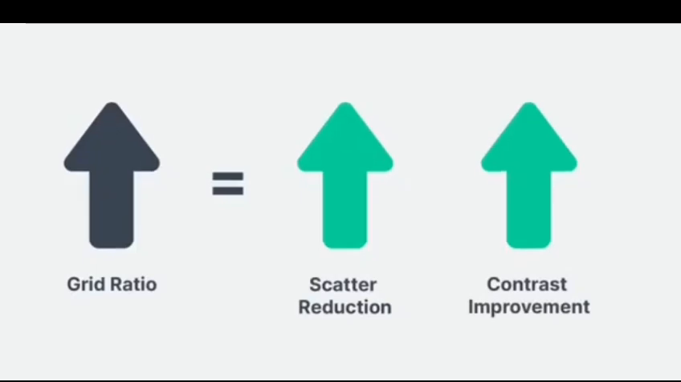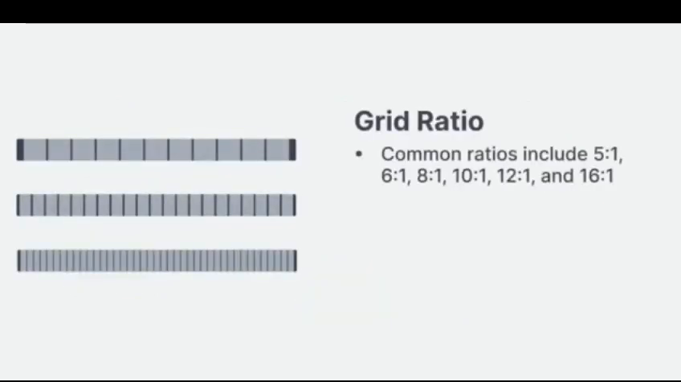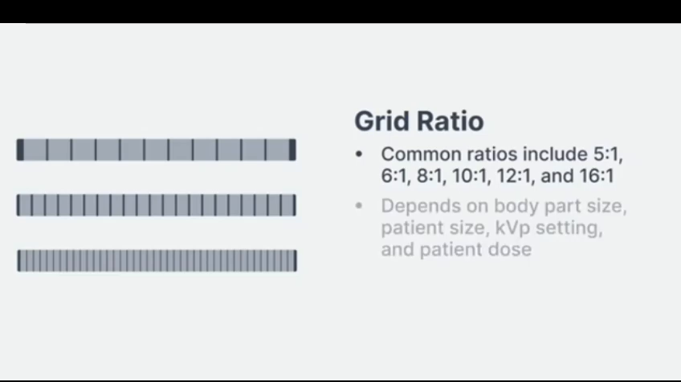There is a direct relationship between grid ratio and grid efficiency. As grid ratio increases, scatter reduction increases and contrast improvement increases. Common grid ratios include 5 to 1, 6 to 1, 8 to 1, 10 to 1, 12 to 1, and 16 to 1. The choice of a grid ratio depends on several factors, including the body part being imaged, the size of the patient, the kVp used, and giving consideration to the patient dose.